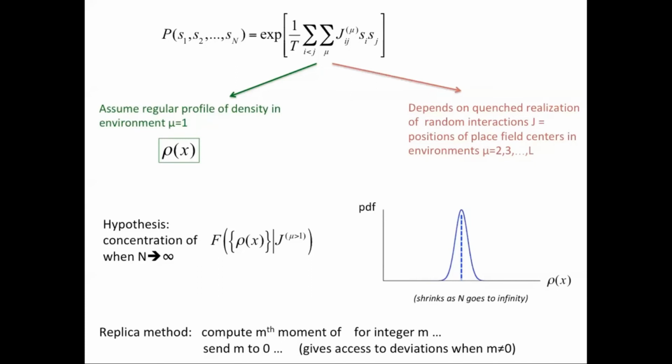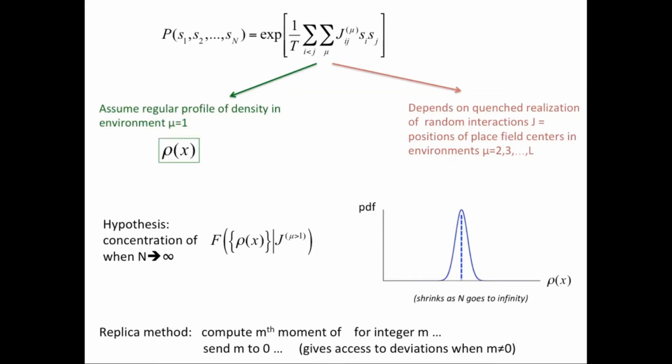I will assume that when n goes to infinity, so for a very large population of neurons, the probability density of the different rho of x, the density profiles, will become very highly concentrated around a single rho of x. Or if you prefer, the free energy, which is a function of rho of x, will have a single minimum. And since the free energy is an extensive function of n, proportional to n, only one profile rho of x will dominate in the large n limit.